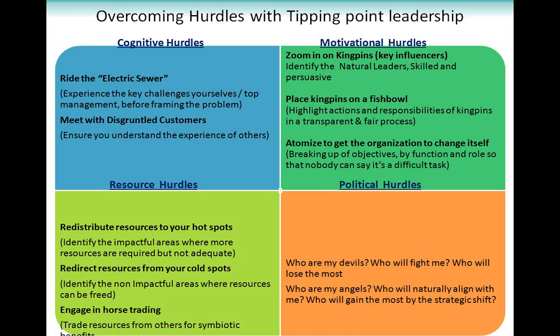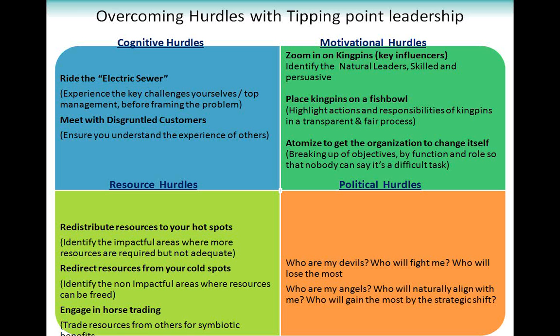To overcome resource hurdles, tipping point leadership says that one needs to identify the hot spots and the cold spots. Hot spots are the impactful areas where usually more resources are required, and cold spots are the non-impactful areas where resources can be freed. By transferring resources from cold spots to hot spots, one can overcome the resource hurdles. One can also look at trading resources with other groups or other areas for a symbiotic benefit.